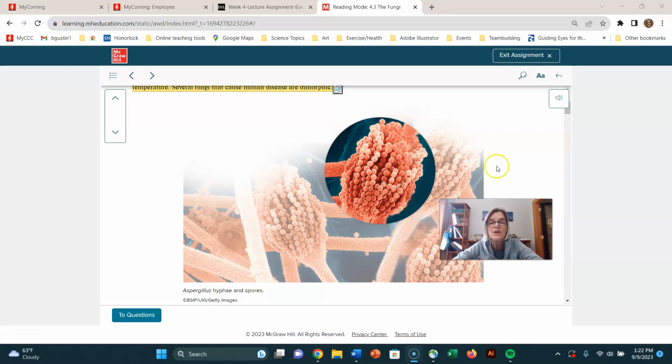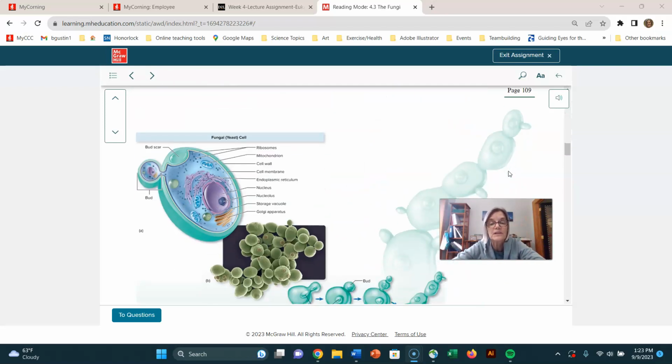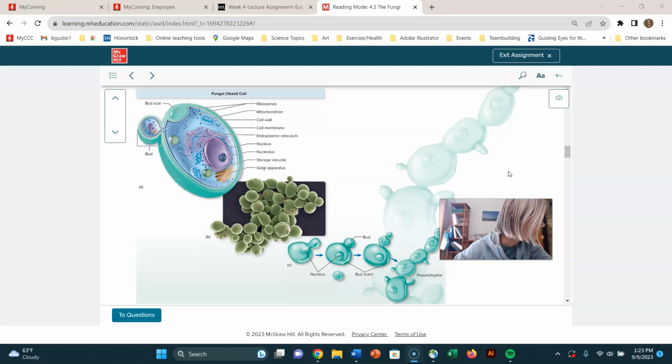So anywhere that you have dust, you're going to have mold, just because mold spores and mold hyphae are really light and really small, and they can float around with the dust.